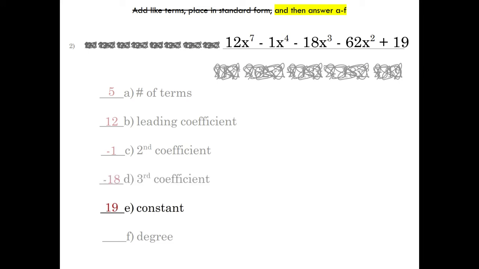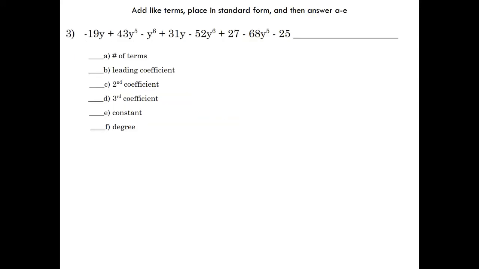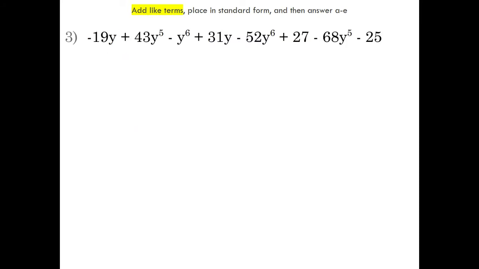The degree is the highest exponent, which is a 7. That is the answer to question number 2. Now, question 3, I'm going to go a little bit faster. Question 3, we're going to add like terms together, same thing.